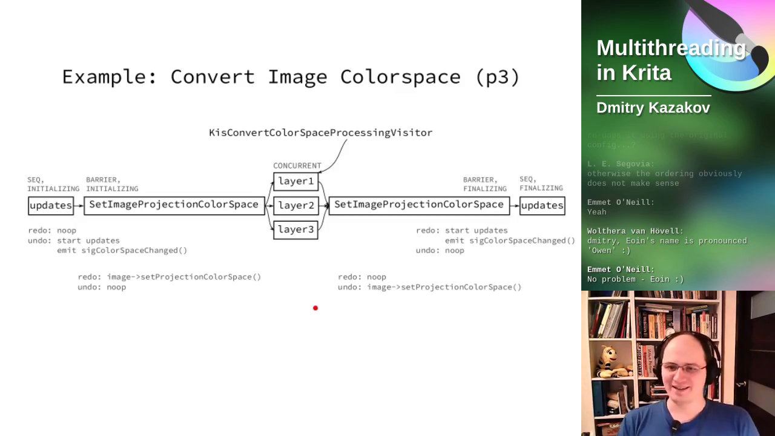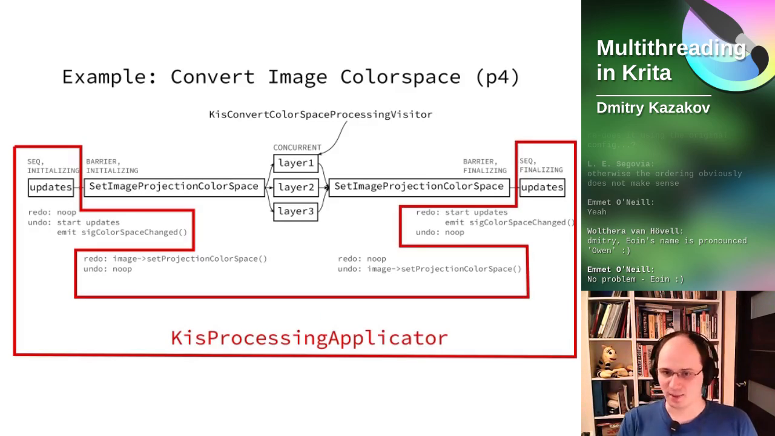It might look very disastrous and non-understandable, but the good thing is that half of this work is done automatically by the keys processing applicator, so you don't have to worry about it. I mean the updates and signals part. All updates and signals are automatically done by the applicator. So when writing convert image color space action, you just need to provide set image projection color space command with part A implemented correctly and processing applicator, and that's it.